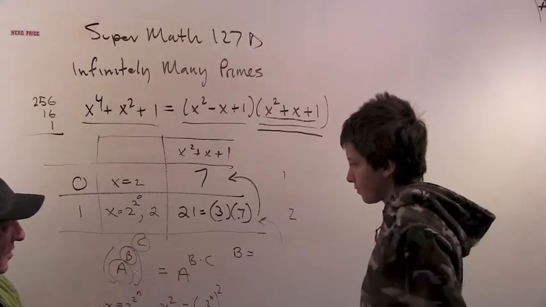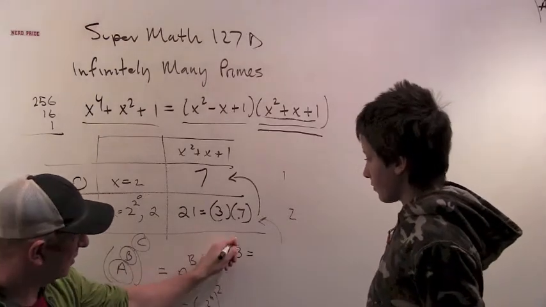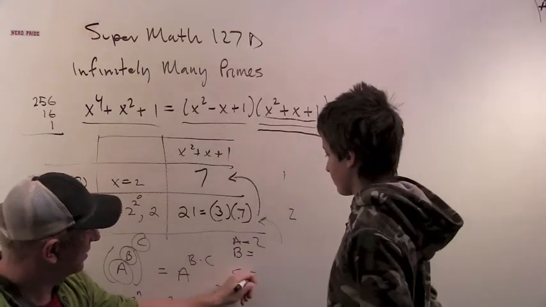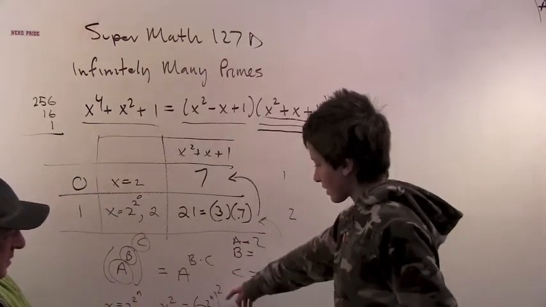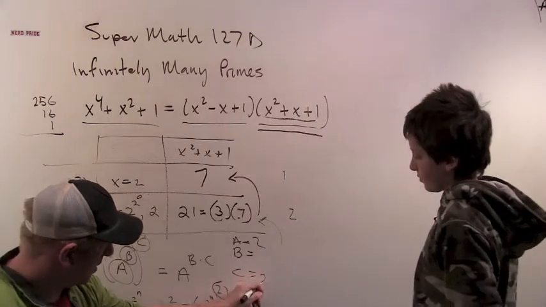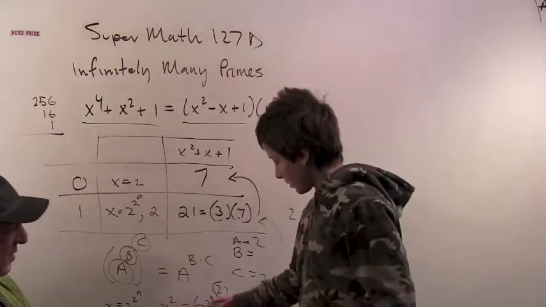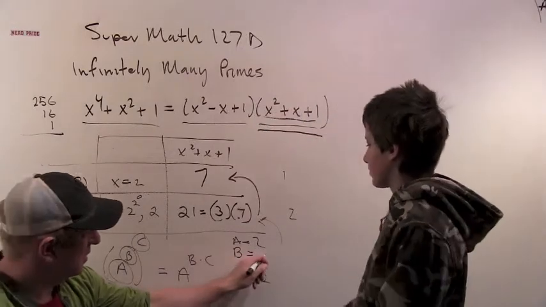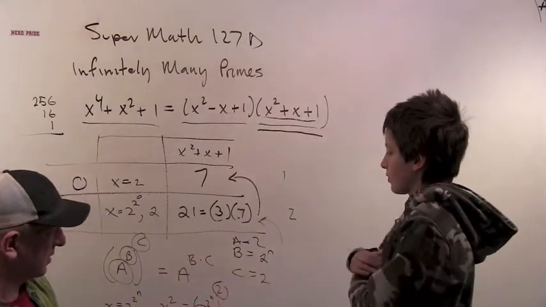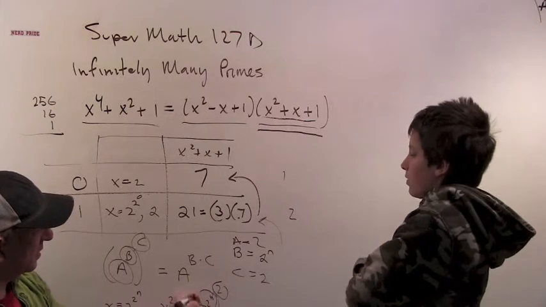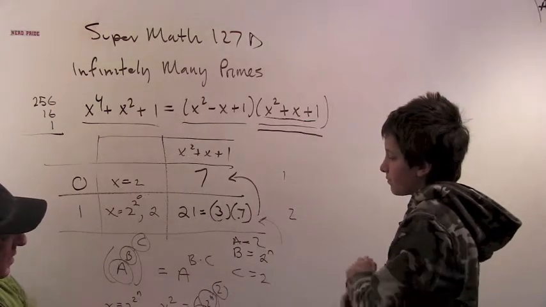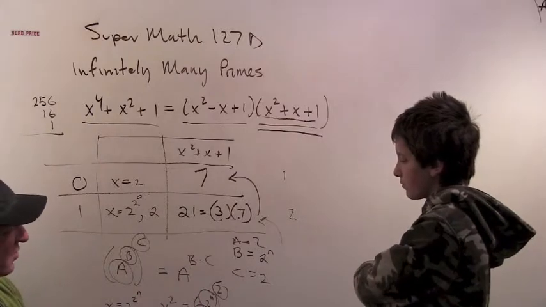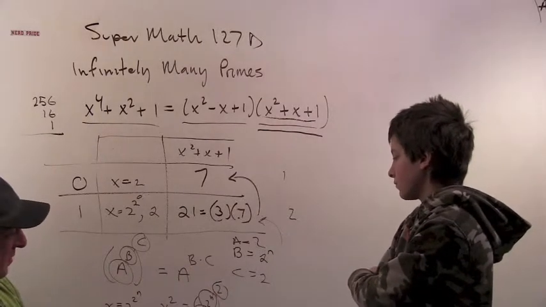So what's a? Let's start there. A is the bottom 2. What's c? C is this top 2. What does b have to be? Then b would have to be 2 to the n. There we go. And you see the three things? Yep. All right, 2 to the 2 to the n squared. So what does this equal?